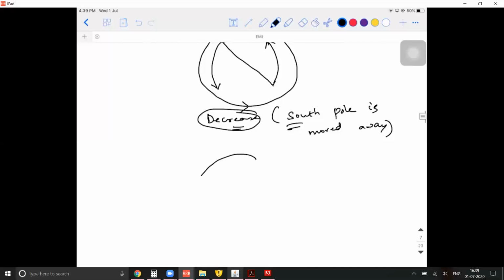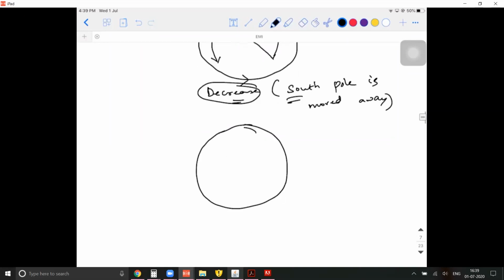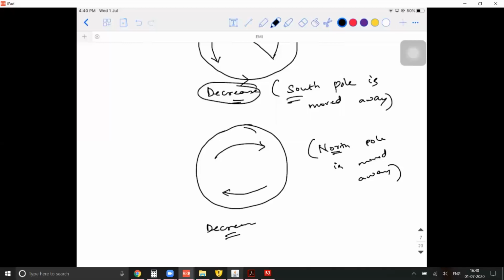With the same pickup coil, I'm trying to decrease by moving the North Pole away from it. The North Pole is moved away. What would have happened? I'm still trying to decrease. So how do you think the current will get generated in this? Will it be clockwise or anti-clockwise? Clockwise, because it will start behaving like a South Pole, so the current will be clockwise.